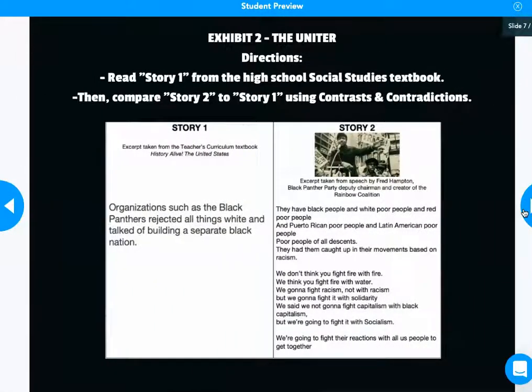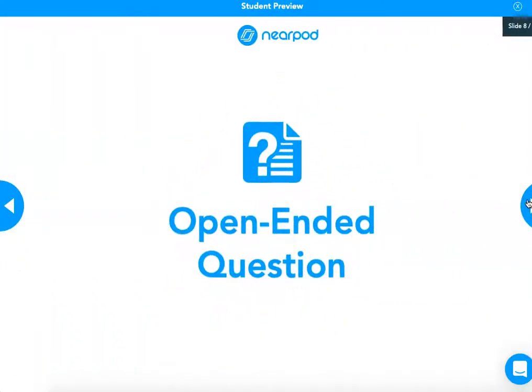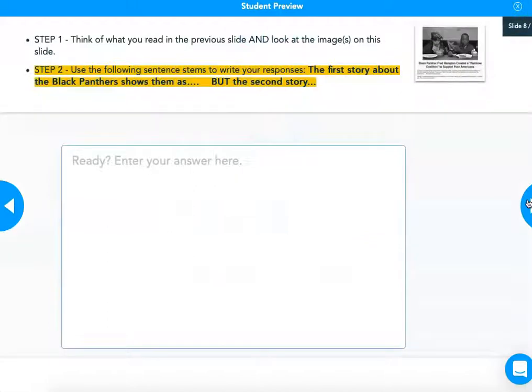The next exhibit is the Uniter. Again, you have the first story from a high school social studies textbook. Again, you have story 2, which is an excerpt from a speech by Fred Hampton. And you're going to see the contrast and contradictions between these 2 stories. You're going to take that information into the open-ended question slide. And again, you're going to think about what you read in the previous slide, examine the images on this slide, and then complete the sentence stems. So the first sentence stem says the first story about the Black Panthers shows them as, but then the second story, and you're going to complete these sentence starters.